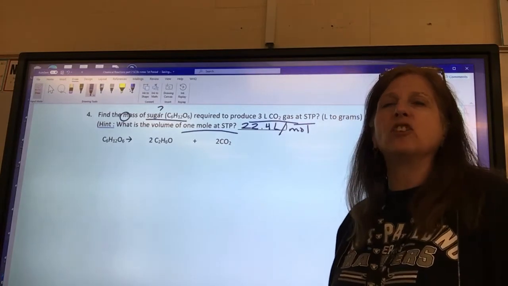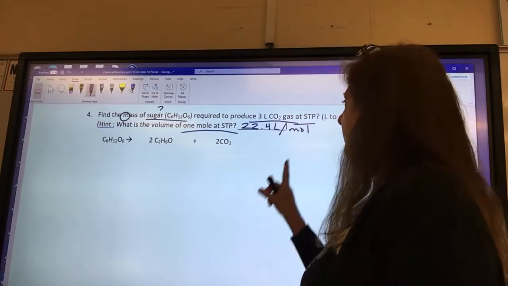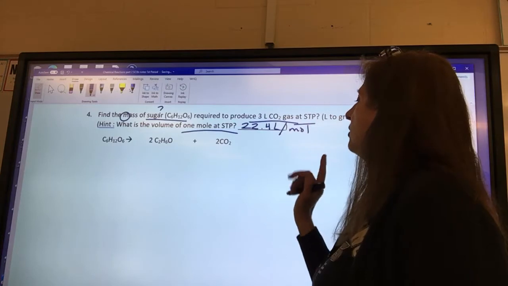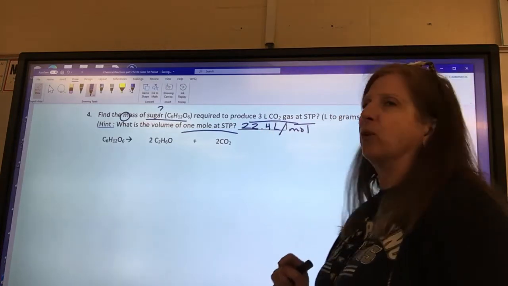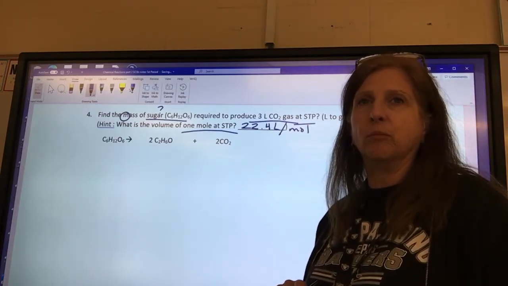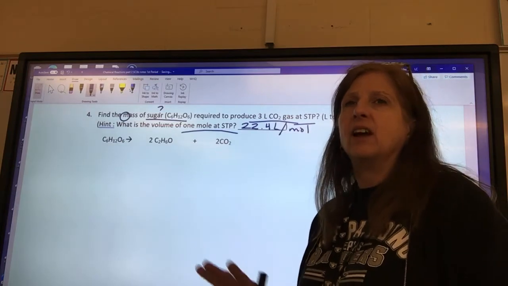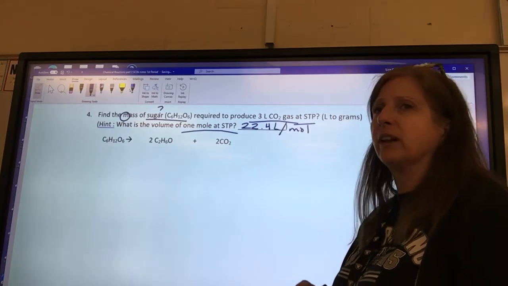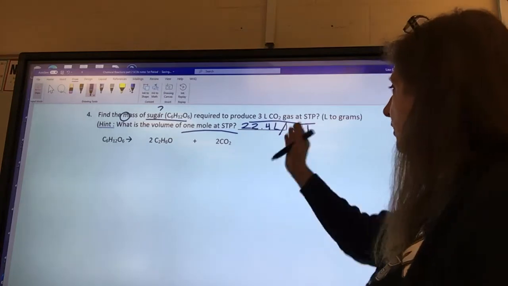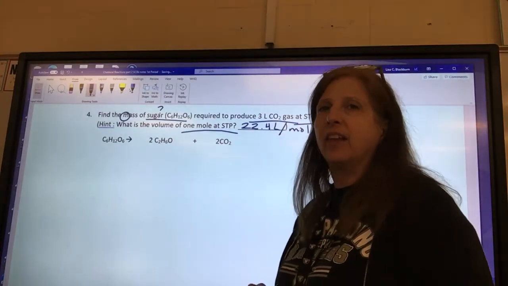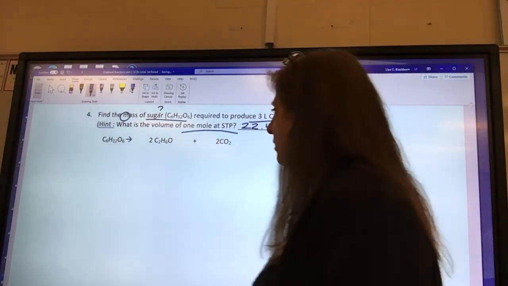So what this means is no matter what gas it is, if it's at standard temperature and pressure, it takes up 22.4 liters. That's its volume, no matter what the gas is. It doesn't matter if it's a big molecule or a little one, it takes up 22.4 liters. And that's why we have our little balloon over there, to remind you of volume.